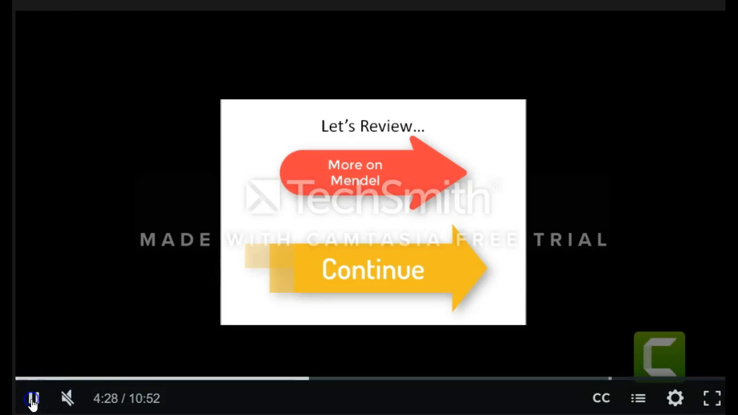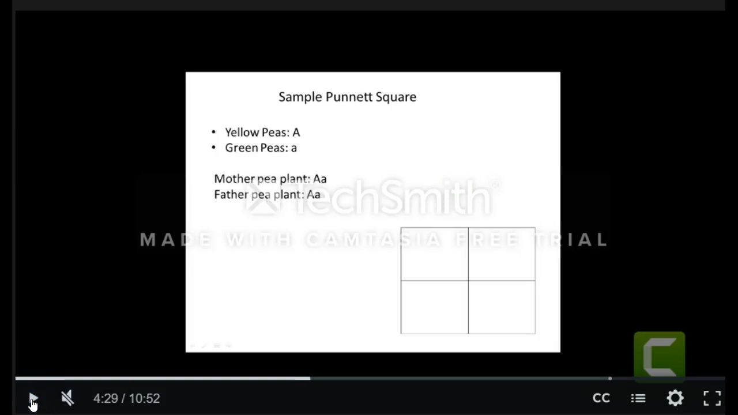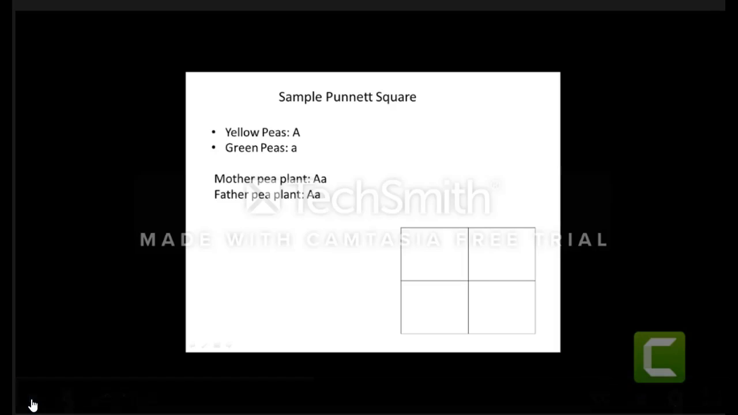The next learning segment provides a walkthrough on how to complete the Punnett square with step-by-step instructions. The end of this segment is also complemented with a short quiz and additional review. Here is a preview of the Punnett square.